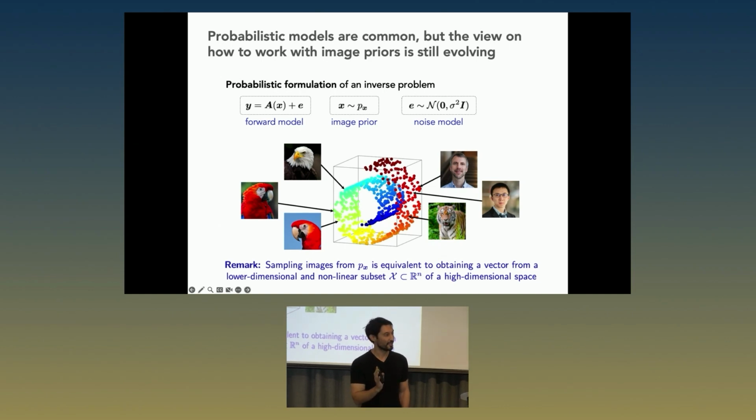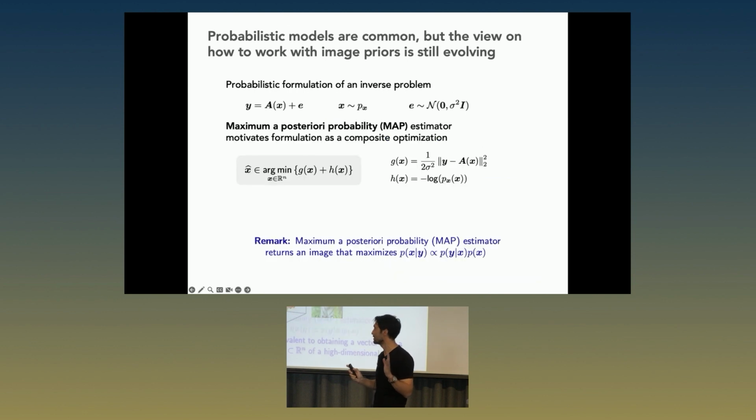But let's suppose for a second that we can magically get the prior distribution of images. Well, now I can do all kinds of interesting statistical things.